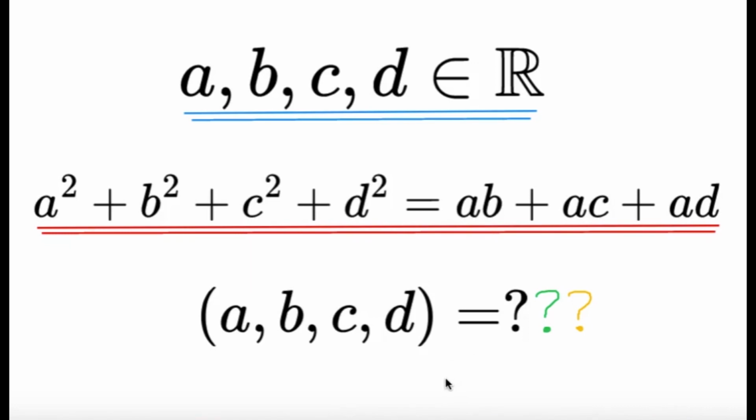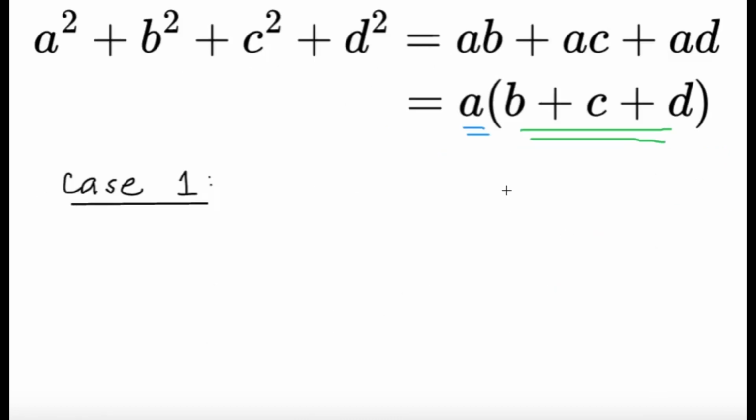Now, the first step is very obvious. It's very obvious that this part is factorable, and we can try to see cases here. For case 1, we can factor out a, so it's going to be a times (b plus c plus d). Now what's nice about this is that we know the left side is greater than or equal to 0 since it's just a squared plus b squared plus c squared plus d squared, so these are all squares.